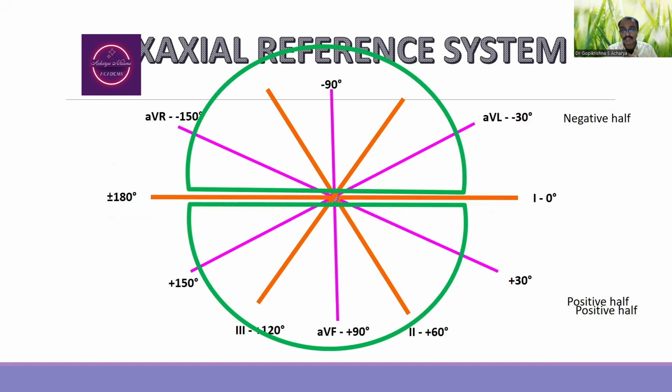This is what is considered to be the hexaxial reference system. When you think about it, the upper half is considered to be the negative half, whereas the lower half is considered to be the positive half. Of course, it should not be confused with the positive half and negative half of the leads.